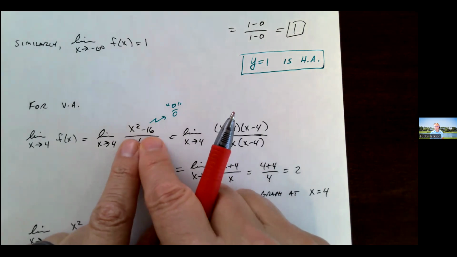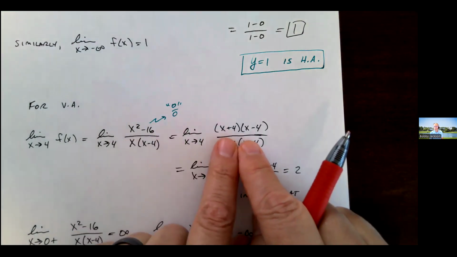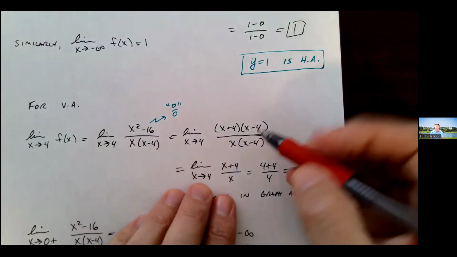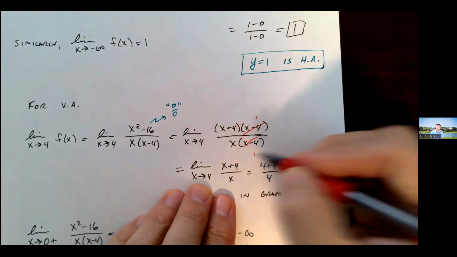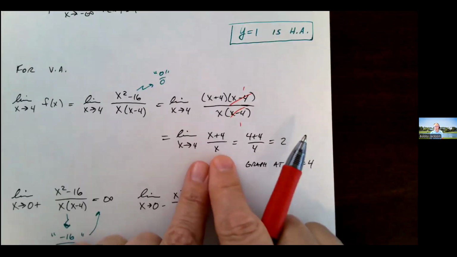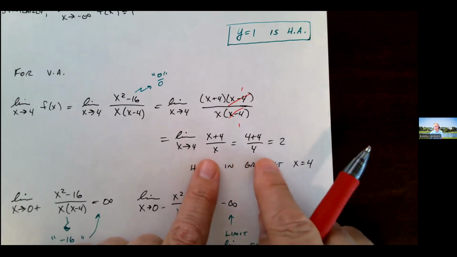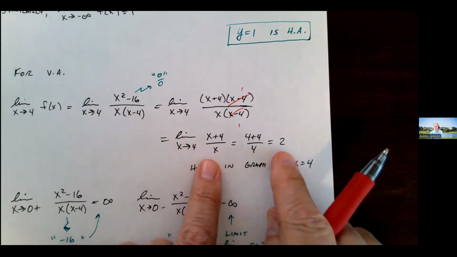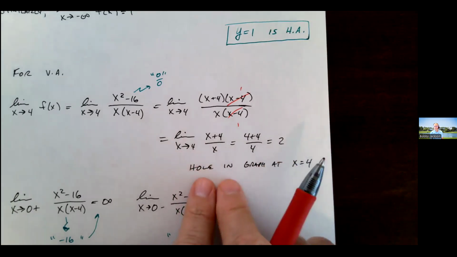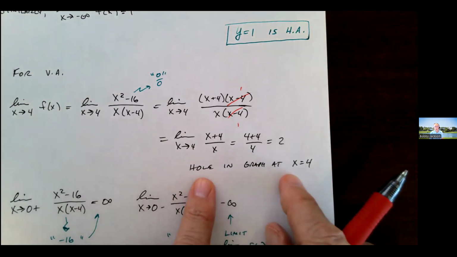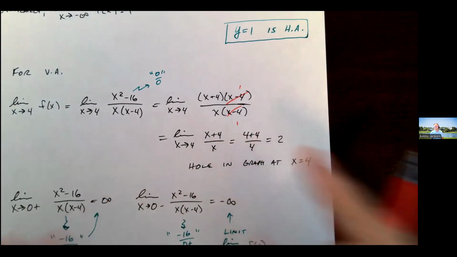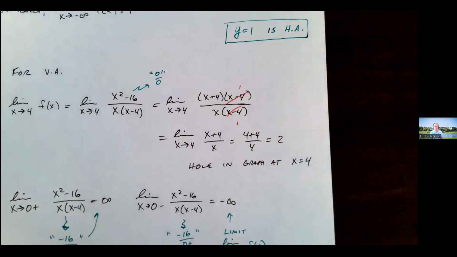Factor x squared minus 16 as x plus 4 times x minus 4. And then I can divide top and bottom by x minus 4. And I have the limit as x approaches 4 of this simplified function, which I can plug in directly, and I get 8/4 or 2. And so the limit as x approaches 4 of this function is 2, which means we have a hole in the graph at x equals 4, not a vertical asymptote. So at the point (4, 2), there is a hole in the graph.